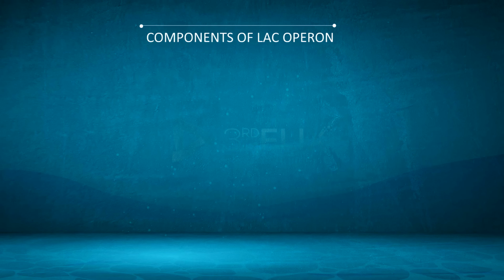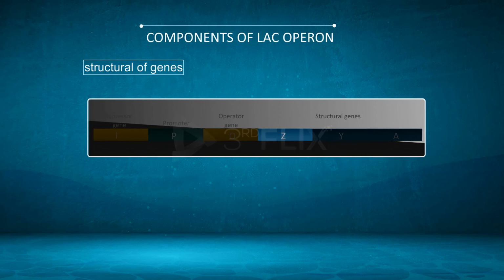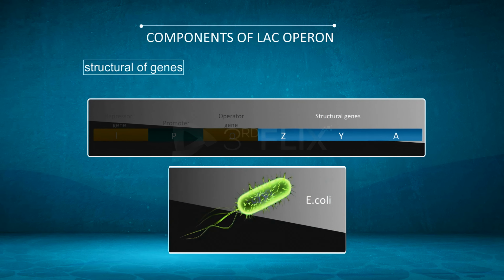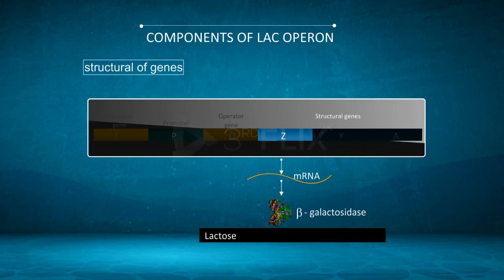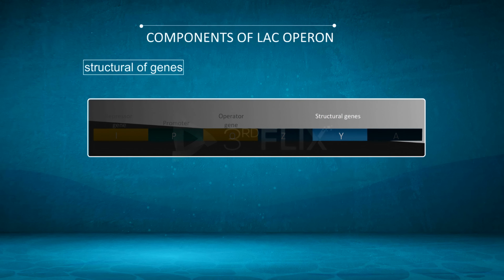Components of the Lac Operon. Structural genes. Z, Y, and A are three structural genes of the lactose operon in E. coli. The Z gene codes for the enzyme beta-galactosidase, which hydrolyzes lactose into glucose and galactose.